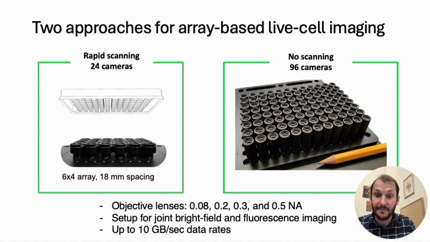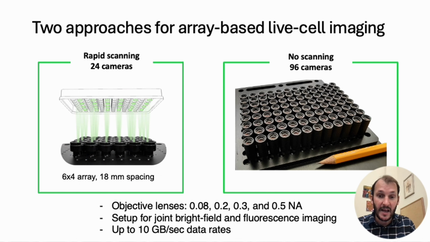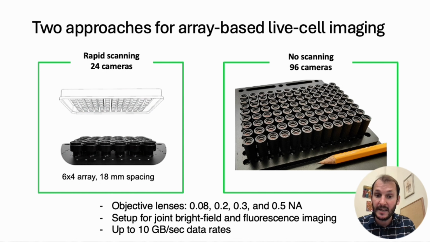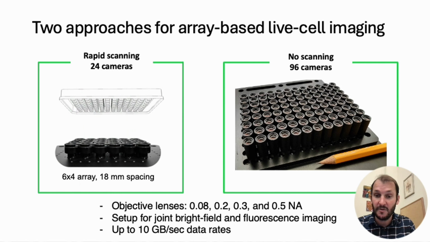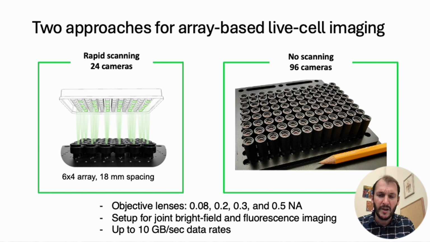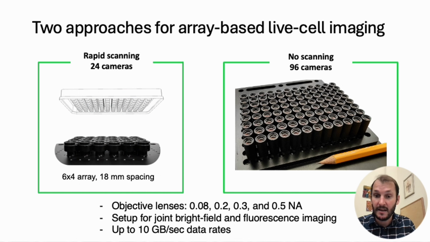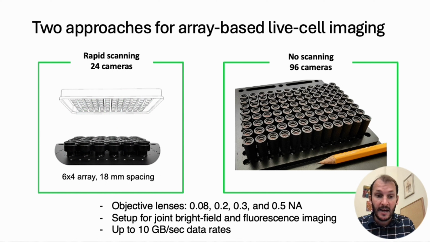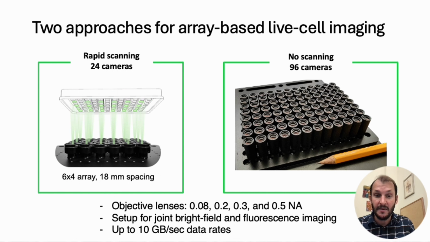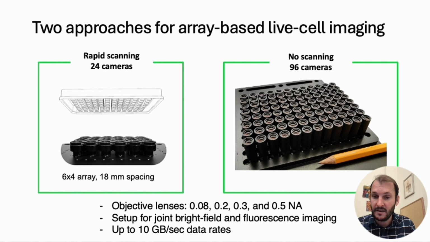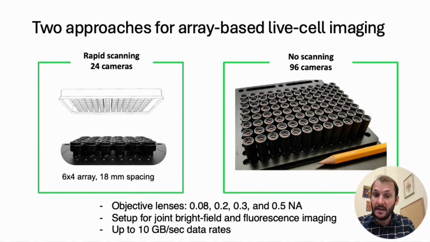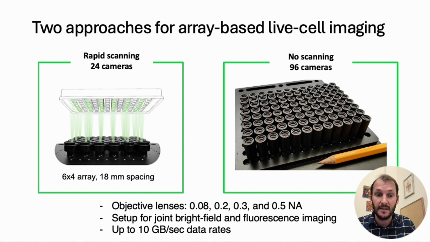all at once. We've developed a variety of objective lenses for these designs at high resolution, ranging from 0.08 up to 0.5 numerical aperture, which corresponds to a 2x lens all the way up to a 20x objective lens. And the illumination becomes very important at these higher resolutions. And so we can do bright field imaging and 4-channel fluorescence imaging in these designs.